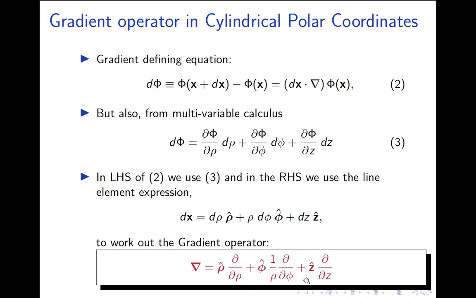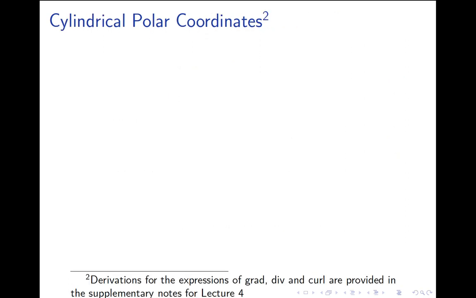The unit vectors are dimensionless. If you look carefully, each term has dimensions of 1 over length. ∂/∂ρ is 1 over length, 1 over rho times the angle derivative is also 1 over length, and ∂/∂z is also 1 over length. So this gives you a cool way to check whether an expression is correct: each term should be a 1 over length expression. Especially keep in mind that unit vectors are dimensionless objects, because by definition they have magnitude unity.